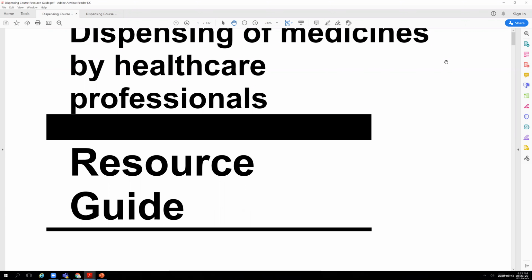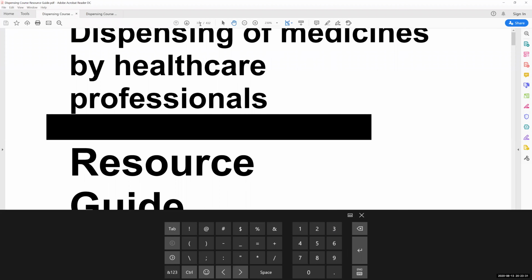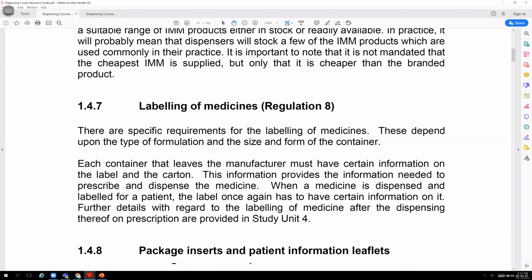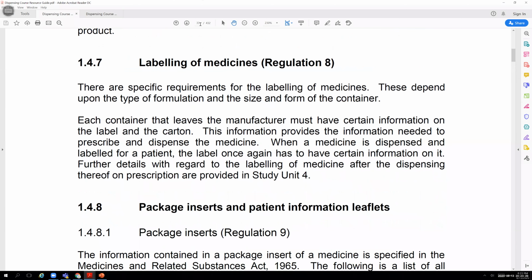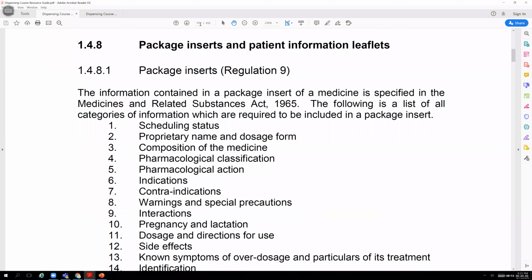And now we need the content knowledge. So what is the theory? Before you even attempt to do this exercise, you need to have a theory. So remember, we said the first page is page 33, where you find information about, and there it starts, section 1.4.8. It tells you now about the laws, right? You can see there, it says package inserts and patient information leaflets.